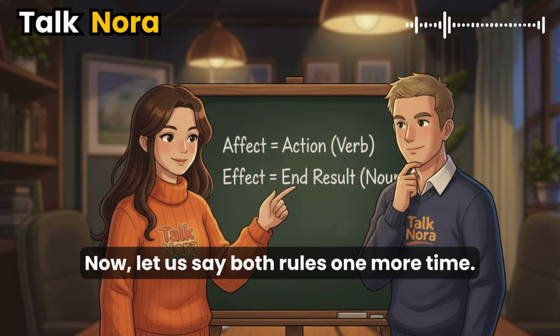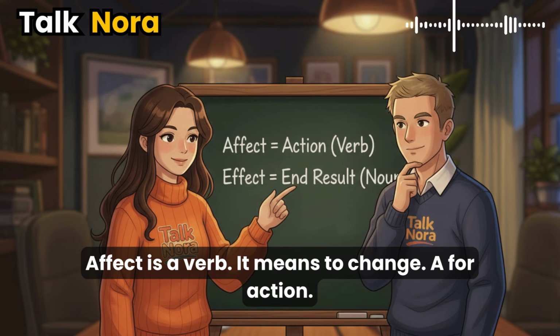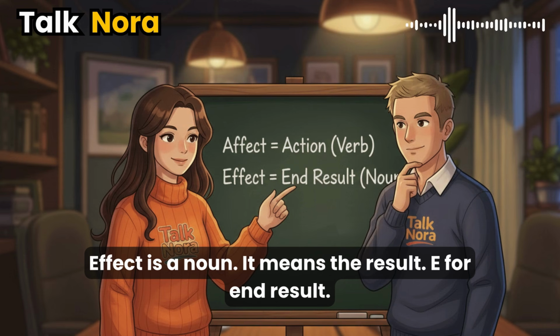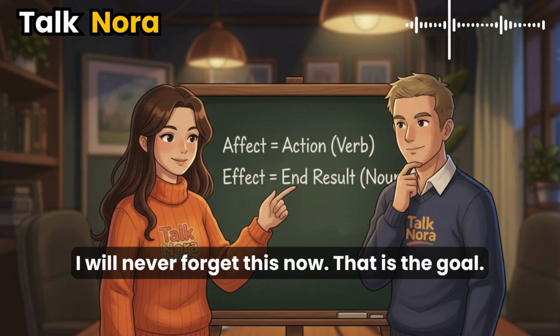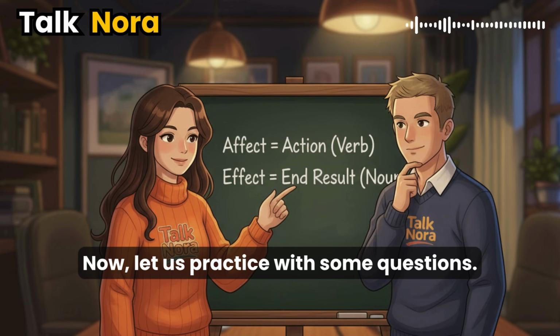Now let us say both rules one more time. Affect is a verb. It means to change. A for action. Effect is a noun. It means the result. E for end result. I will never forget this now. That is the goal. Now let us practice with some questions.